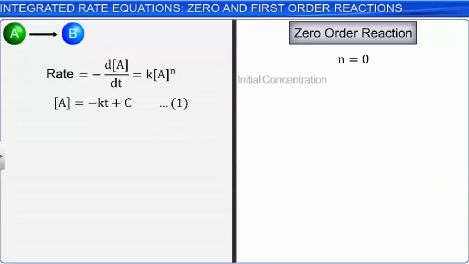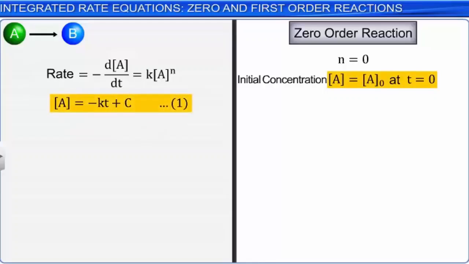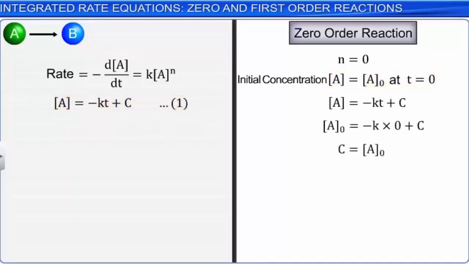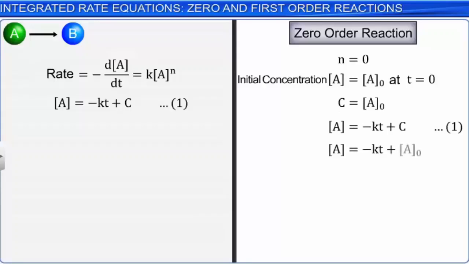Let the initial concentration of reactant A be A0 at time t is equal to 0. Substituting the value of A0 at time t is equal to 0 in equation 1, we get C is equal to A0. Substituting this value of C in equation 1, we get concentration of A is equal to minus K into t plus concentration of A0. Let this be equation 2.